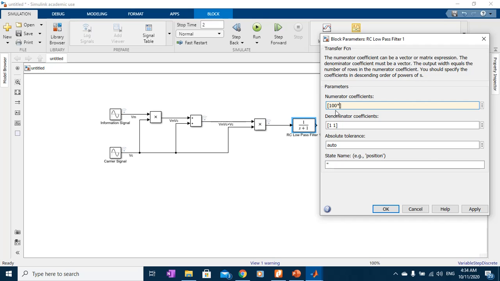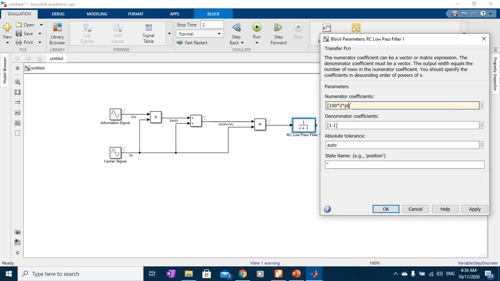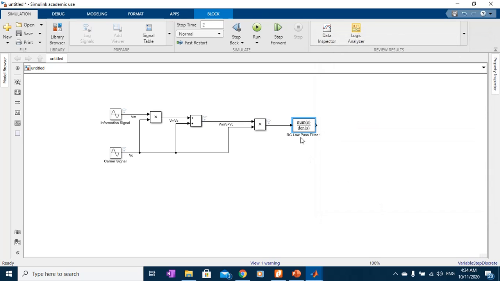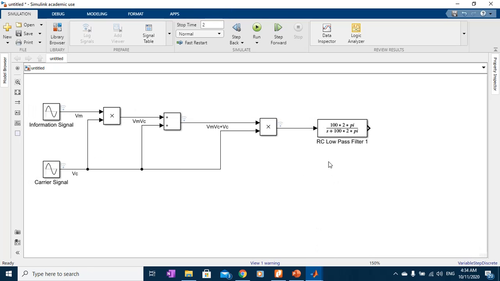So we can put the numerator equals to our information signal frequency and the denominator as well. So the output of the low pass filter will filter the high frequency from the low frequency signal.